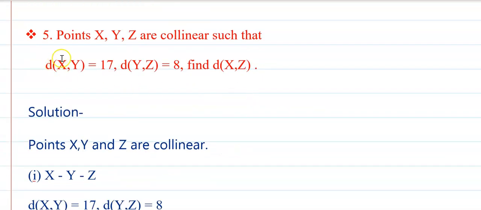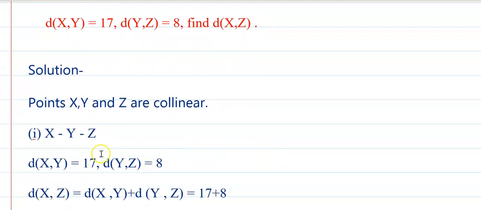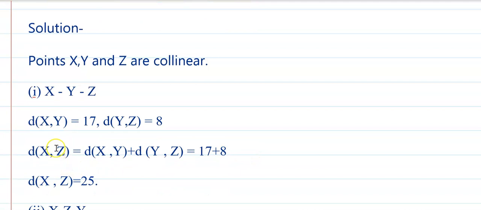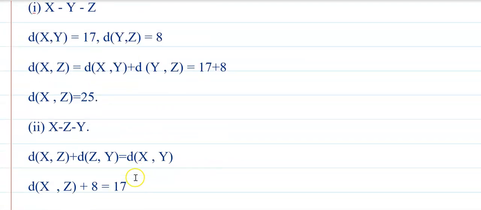Now the question number 5. Points X, Y, Z are collinear such that distance XY is equal to 17, distance YZ is equal to 8. Then find the distance XZ. Now it's clear that the first possibility is that Y is in between X and Z. Therefore the distance XZ is equal to distance XY plus distance YZ. That is XY is 17 and YZ is 8. Therefore distance XZ is equal to 25.